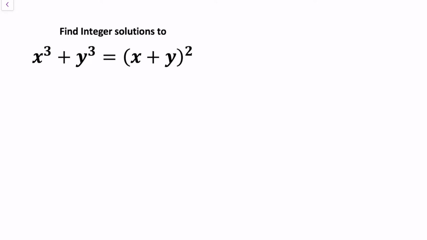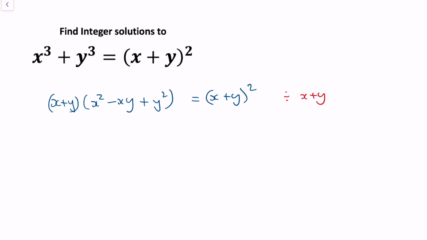Right, so let's start by factorizing the left-hand side, so that we will have (x plus y) times (x squared minus xy plus y squared), which equals (x plus y) squared. Now, the sensible thing to do, of course, is to divide by x plus y. But when we divide by anything in general, we have to be careful because x plus y might be 0. So we have to say that x plus y is not equal to 0.